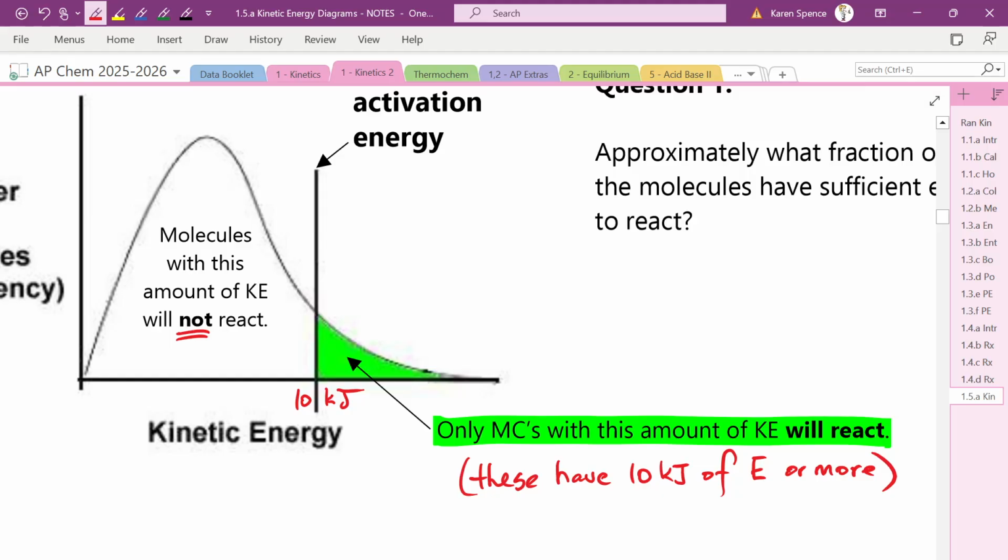Now, if you had to guess the fraction of molecules that would have sufficient energy to react, that would have 10 kilojoules of energy or more, just by looking at that and saying, what fraction is that of the total area under the curve? What do you think? You can really ballpark it. You don't have to do a great job of it.